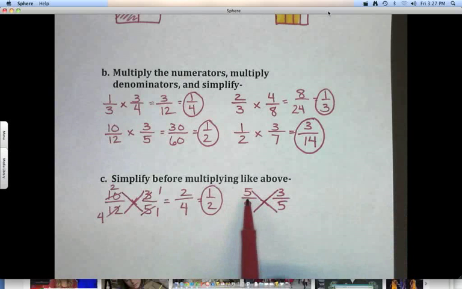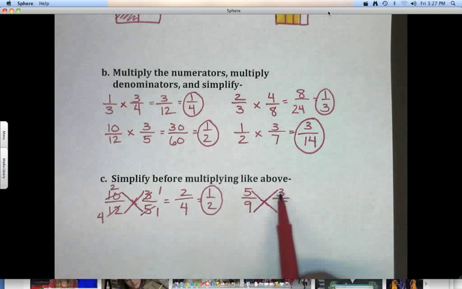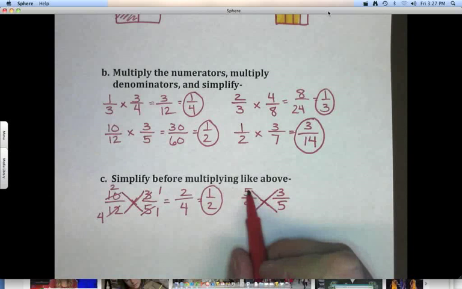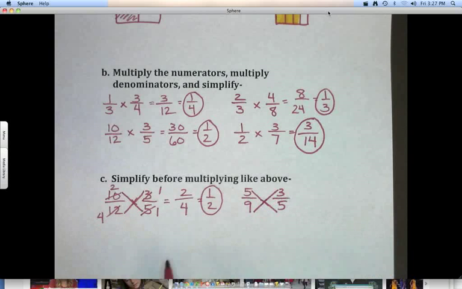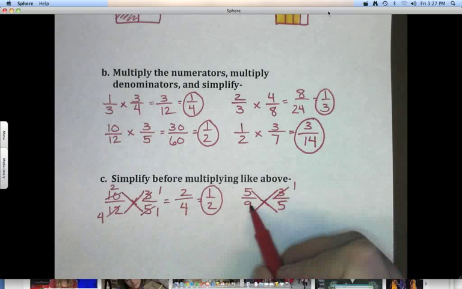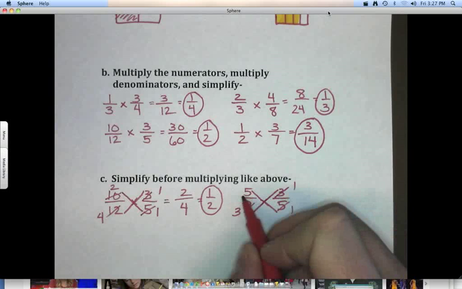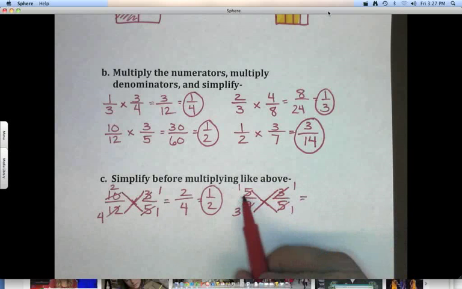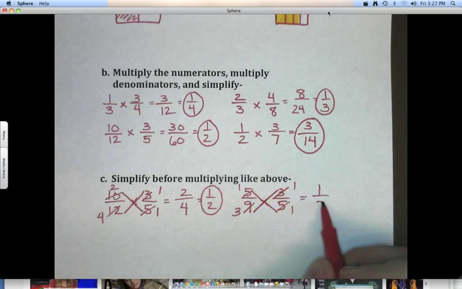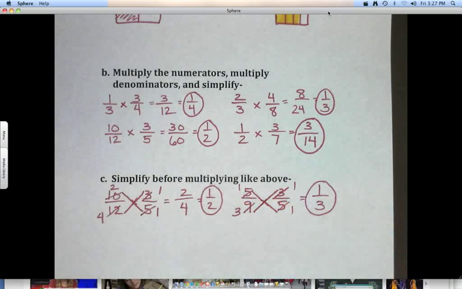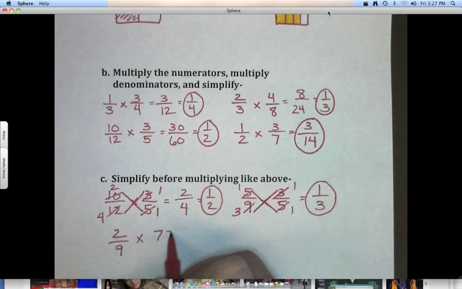Well, notice obviously we can't simplify 5/9. You can't simplify 3/5, but we certainly can simplify 3 and 9 and 5 and 5. So 3 goes into 3 once, 3 goes into 9 3 times. 5s, they cancel each other out. 5 goes into 5 once, 5 goes into 5 once. Multiply straight across. 1 times 1 is 1, 3 times 1 is 3. So it's less simplifying later on, and it will make the problem a little bit easier to multiply if you simplify prior.